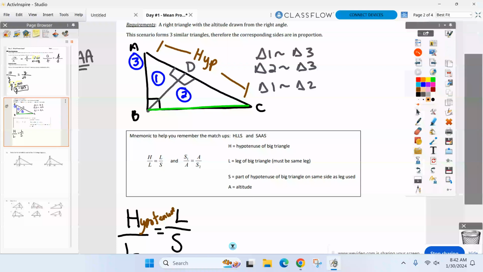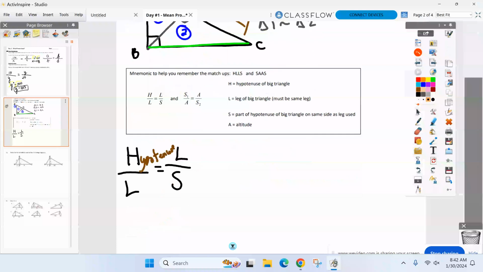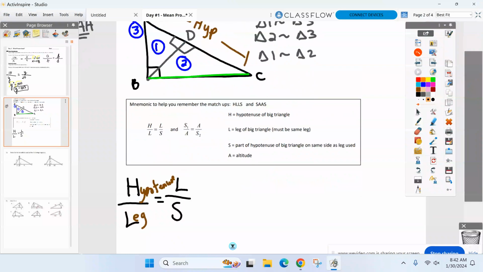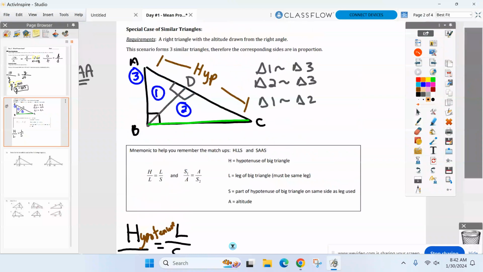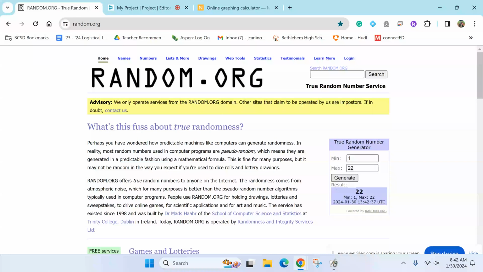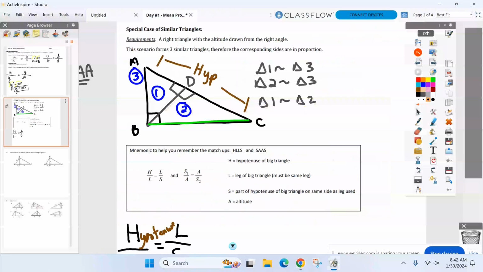The L in Hills, or at least this L, is leg. That is the other two sides of your right triangle. So Stellan already identified the hypotenuse. Where are your legs here? Simon, go ahead, one more time. AB and BC. There you go. AB is a leg.